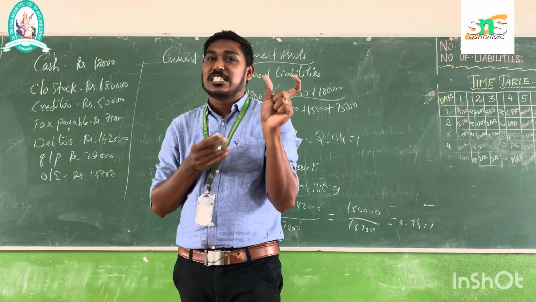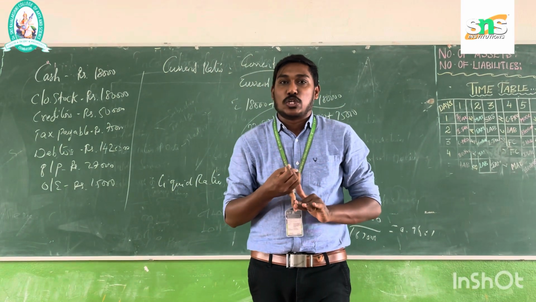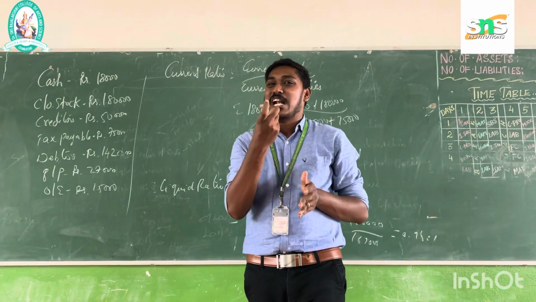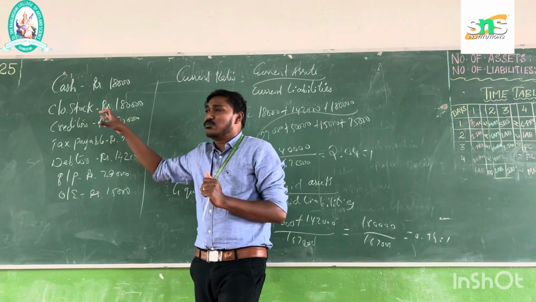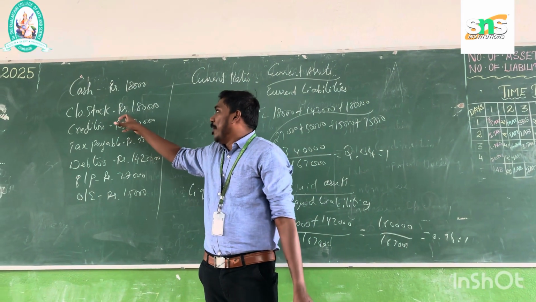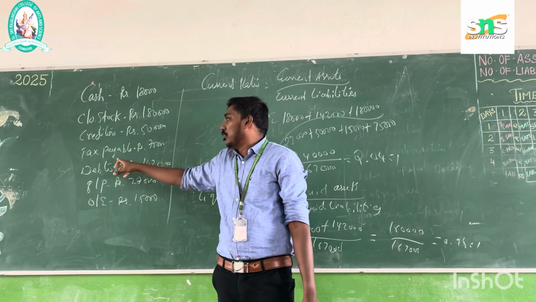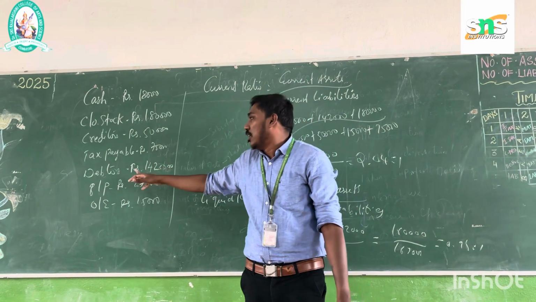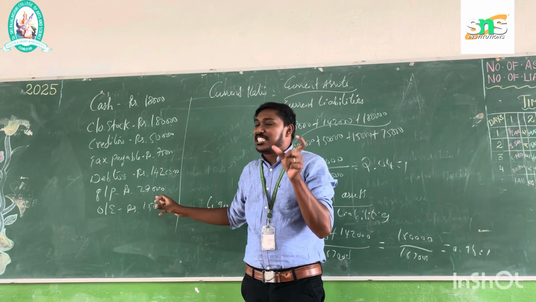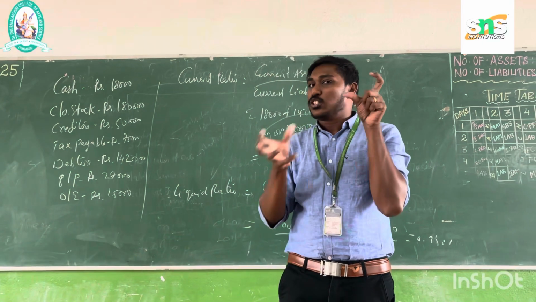In today's class, we are going to discuss a small sum on how to calculate the current ratio, liquidity ratio and absolute liquidity ratio. Let us start with a small sum. First one: cash is given as rupees 80,000. Closing stock will be rupees 1,80,000. Creditors will be rupees 50,000 and the tax payable will be 75,000. Debtors will be 1,42,000. Bills payable will be rupees 27,000 and the final one, outstanding expense, will be 15,000. So this is the sum.